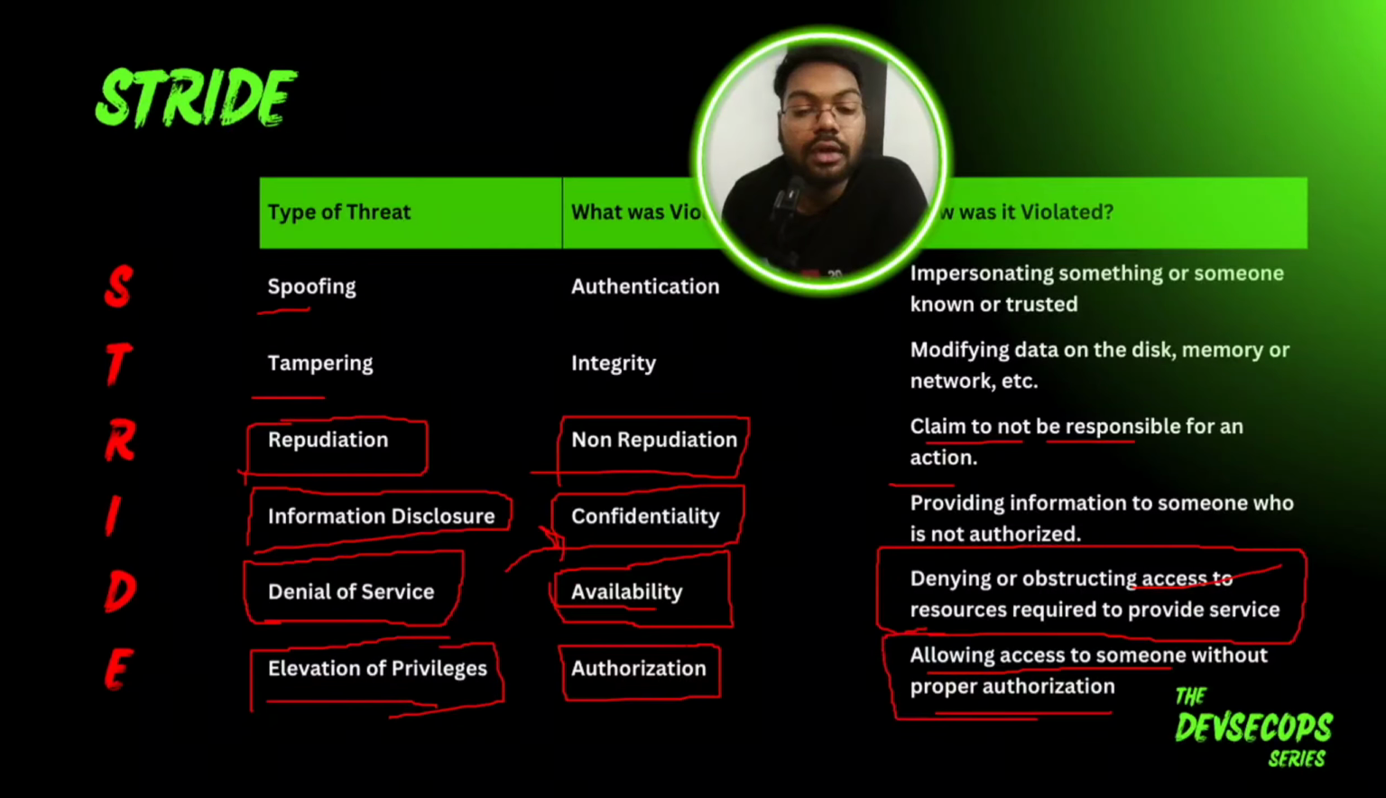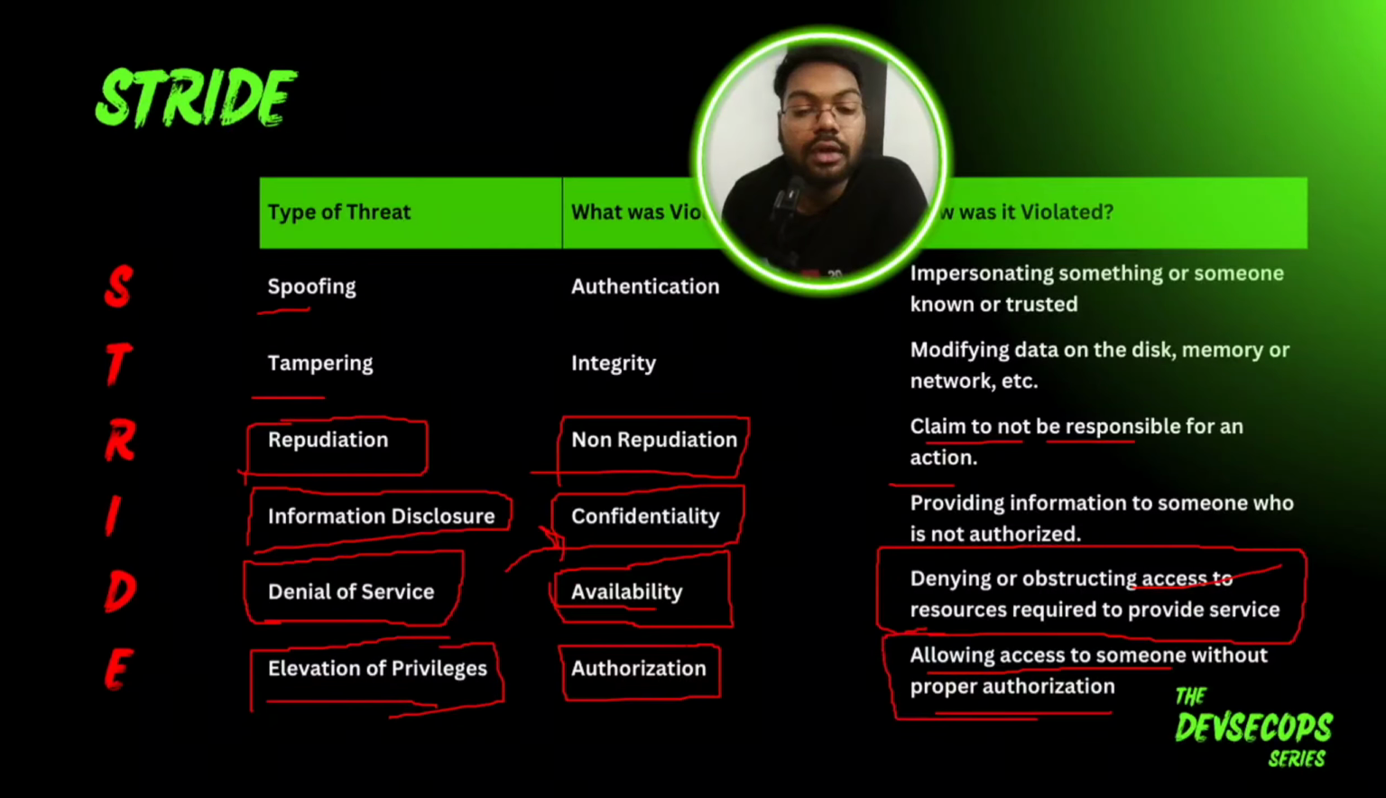So elevation of privileges can be done. That is what STRIDE is about. Next is DREAD. What is DREAD? DREAD is a methodology used to assess, analyze, and find the probability of risk by rating the threats.